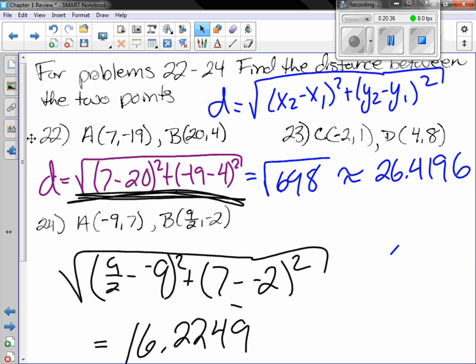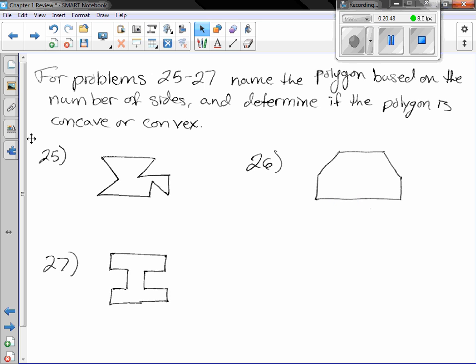Negative 13? No, that's just this one simplified. That was just that one worked out. That was just 22 being worked out step by step. Does that answer your question there? Okay. I had it written down here. Yeah, no, I just didn't have space to write underneath it.